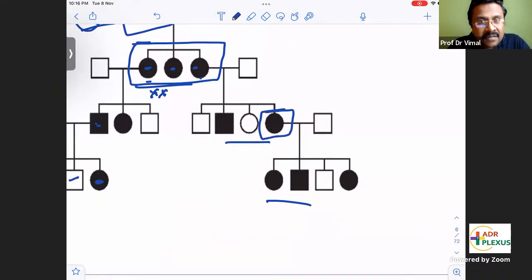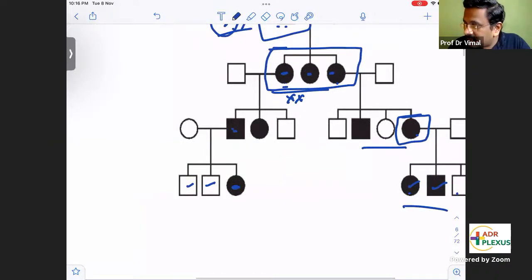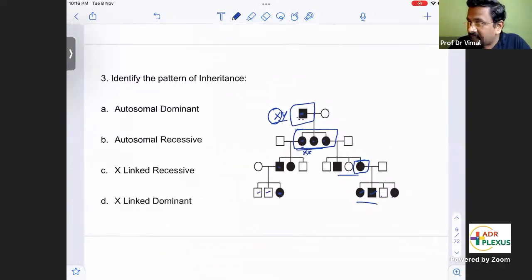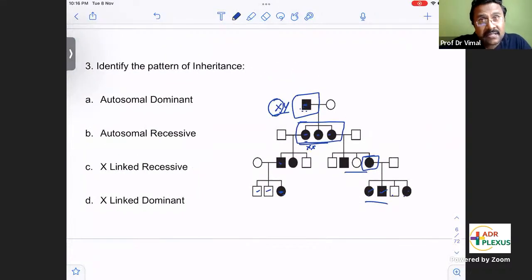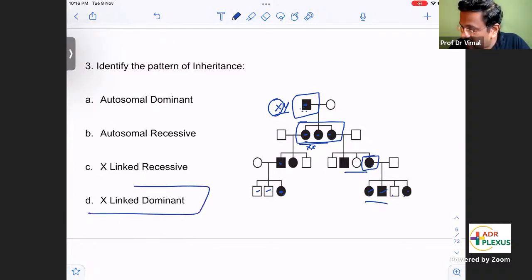Similarly, if you see here, an affected female will transmit the disease to both the daughters as well as sons, because sons will get the X chromosome only from the mother, and her daughters also will be getting the X chromosome from the mother. So a female can transmit the disease to both sons and daughters, and fathers can transmit the disease only to the daughters. This pattern of inheritance is X-linked. It is occurring in all the generations. So this is a case of X-linked dominant inheritance.